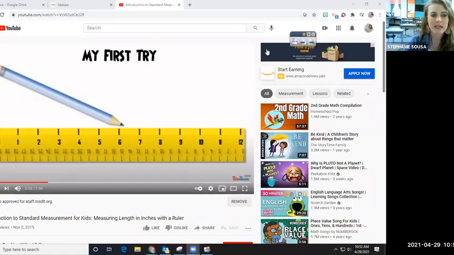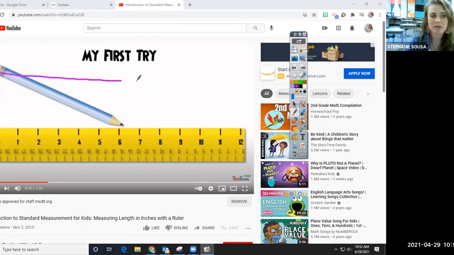The reason, take a look here. This time it is lined up with the 0. They did a nice job getting it right at that 0. The problem is we're not measuring the whole pencil because it's not laying flat. So it matters if we line it up flat against the edge.